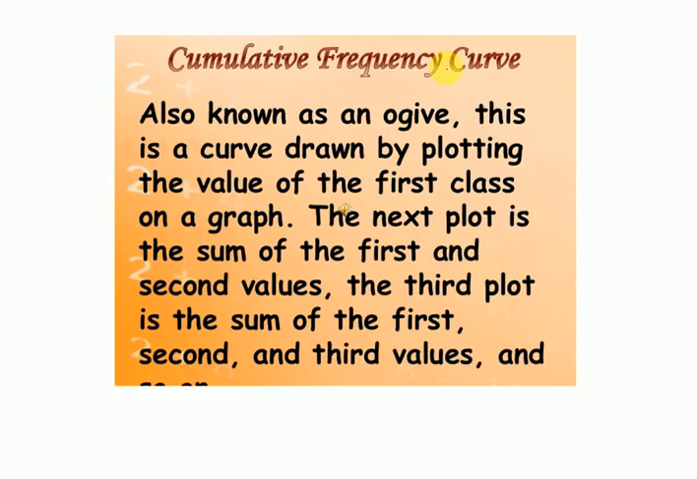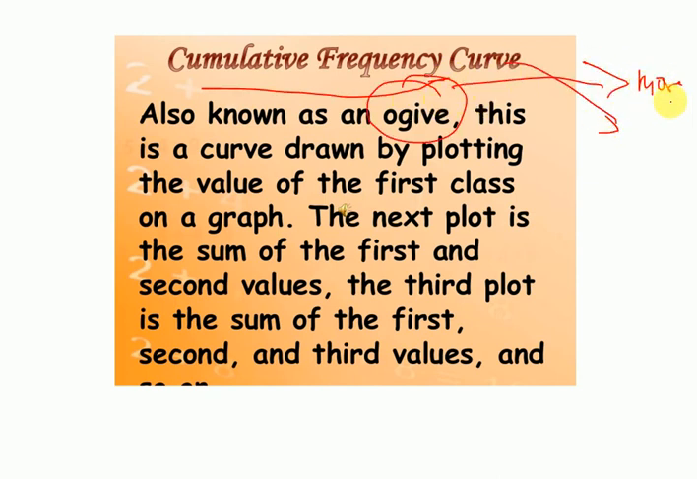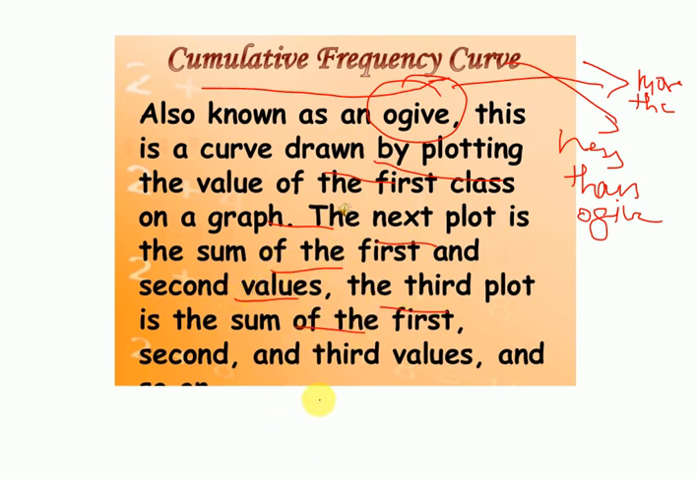Now we will understand the cumulative frequency curve, also known as ogive. Now these are of two types: more than ogive and less than ogive. Okay, this is a curve drawn by plotting the value of the first class on the graph. The next plot is the sum of the first and second values. The third plot is the sum of the first, second and the third values.